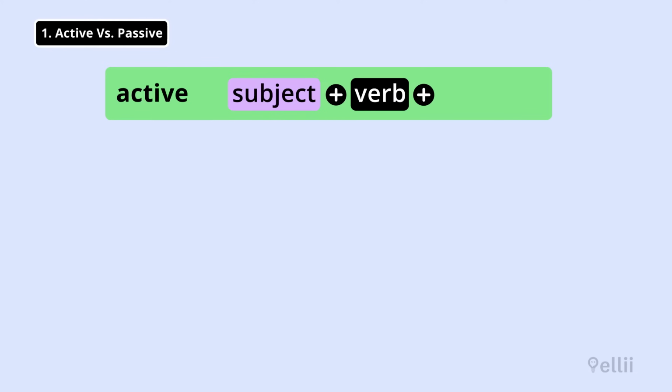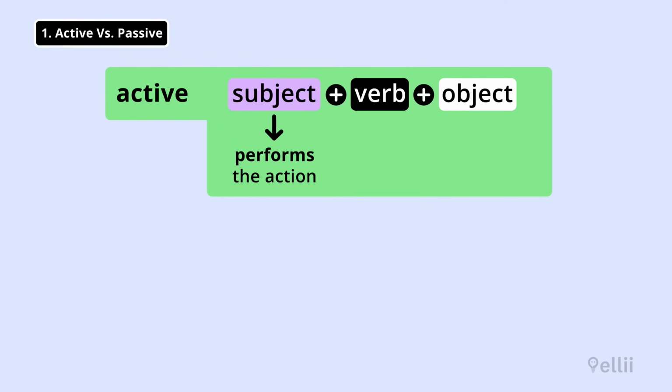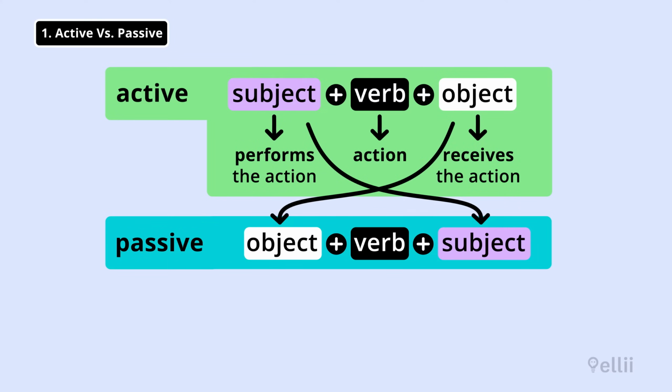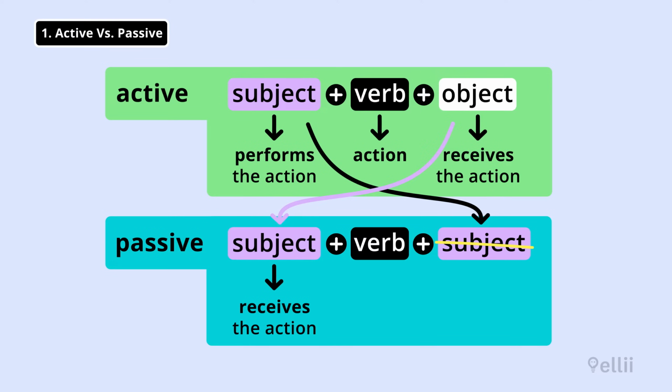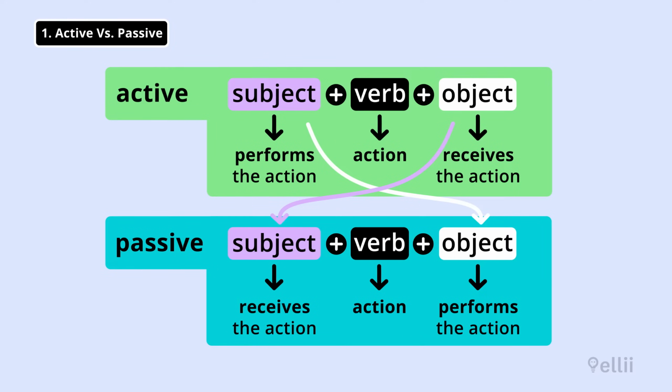In a regular sentence, also known as the active voice, there's a subject that performs the action, a verb, which is the action, and an object, which receives the action. In the passive voice, this is reversed. The receiver of the action, which is the object of an active sentence, now becomes the subject of the passive sentence. The verb changes into a passive verb. The former subject of the active sentence that performs the action moves into an object position.